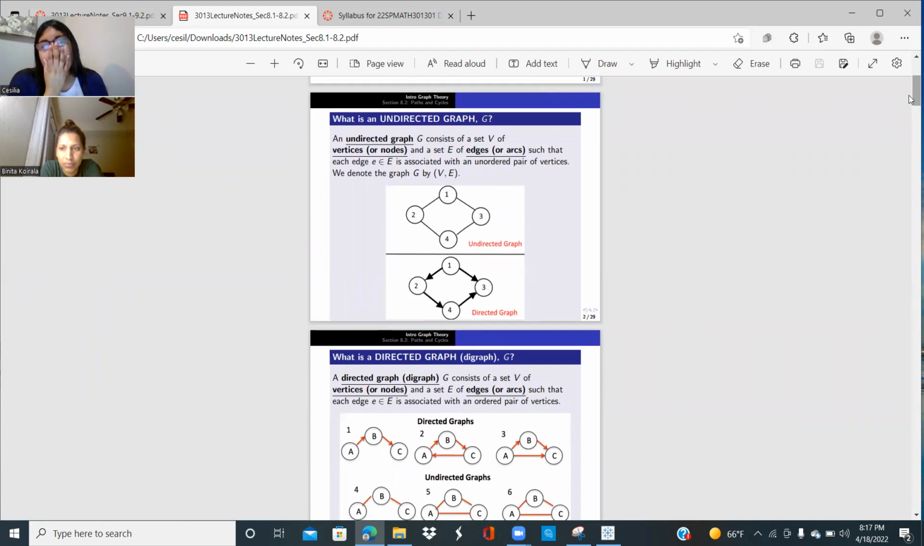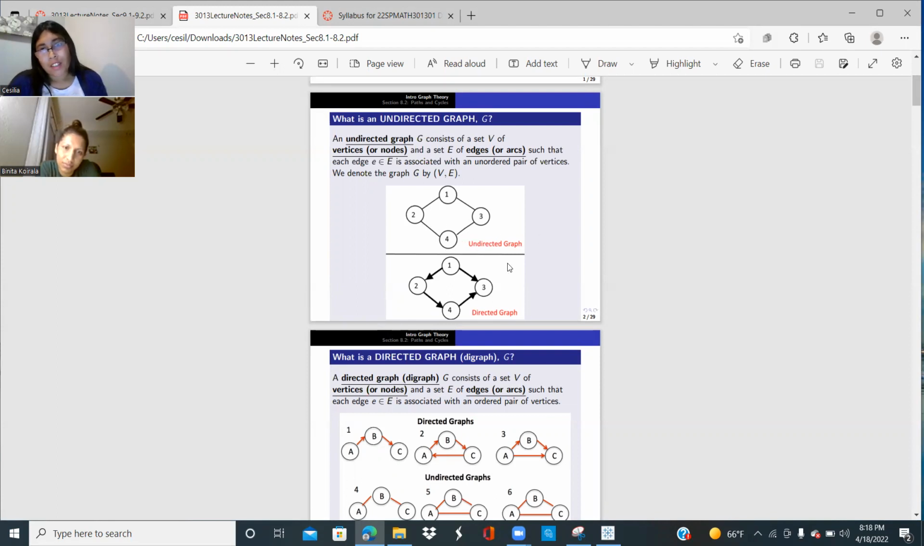Okay, so what is an undirected graph of G? An undirected graph of G consists of a set V of vertices or nodes and a set E of edges or arcs, such that each edge E, which is an element of E, is associated with an unordered pair of vertices. So we denote the graph of G by V and E. Oh, this is related to computer science. I get this.